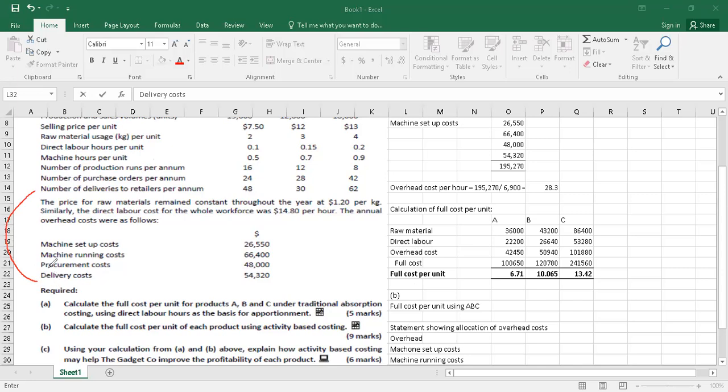If we talk about procurement, it is the purchase of material from the supplier. So this will go to the number of purchase orders. Then we have machine setup cost and machine running cost. There are two items related to machine. Can you relate machine setup cost to a basis of apportionment or cost driver? And for machine running cost, what will it be? Logically, both are related to the machine, so how would we take that?